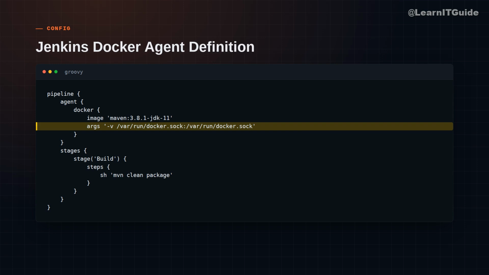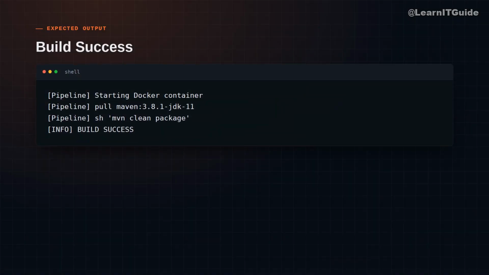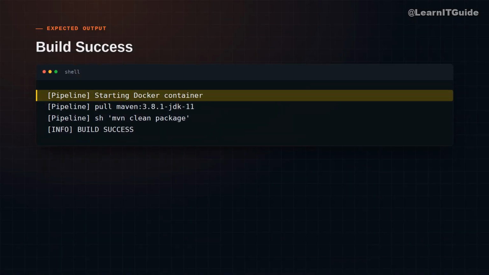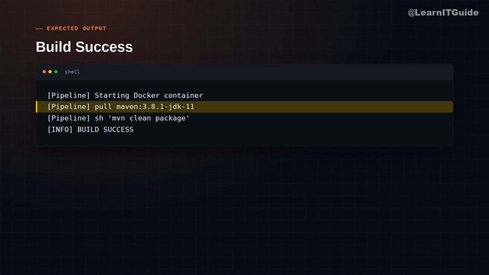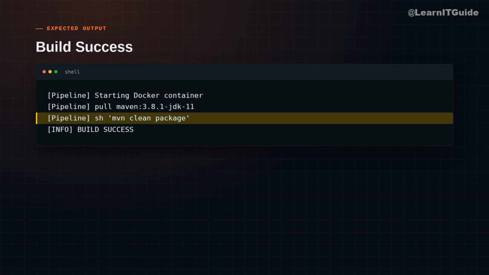This is perfect for high-scale environments where you want to spin up and tear down agents for every single build. When this pipeline runs, you will see the logs indicate that Jenkins starts a Docker container. It pulls the image, runs your build commands inside that isolated environment, and then shuts it down. This keeps your build logs clean and your resource usage predictable.